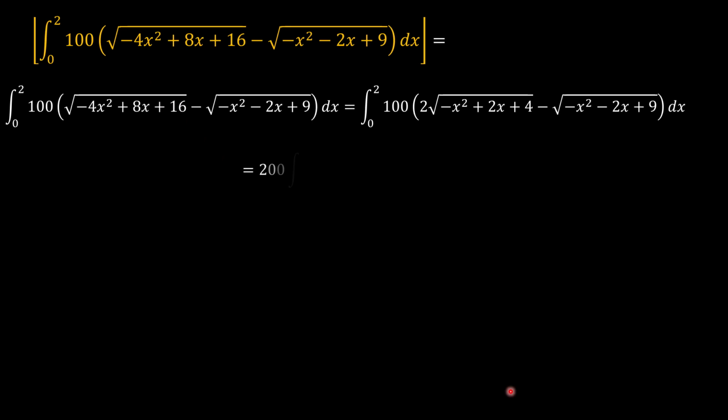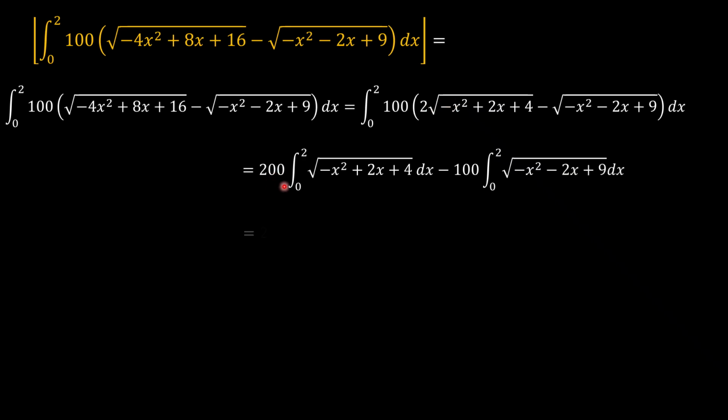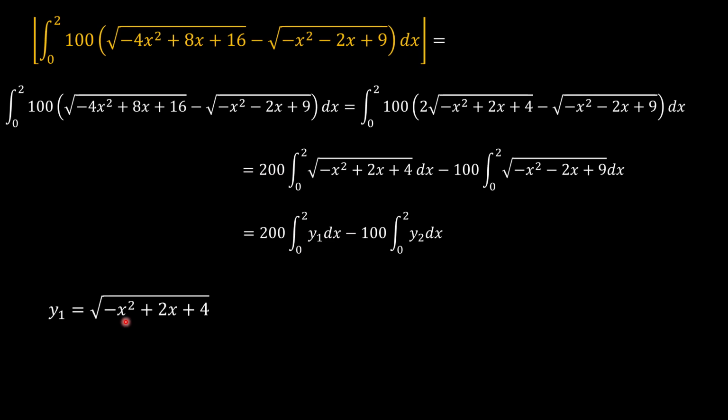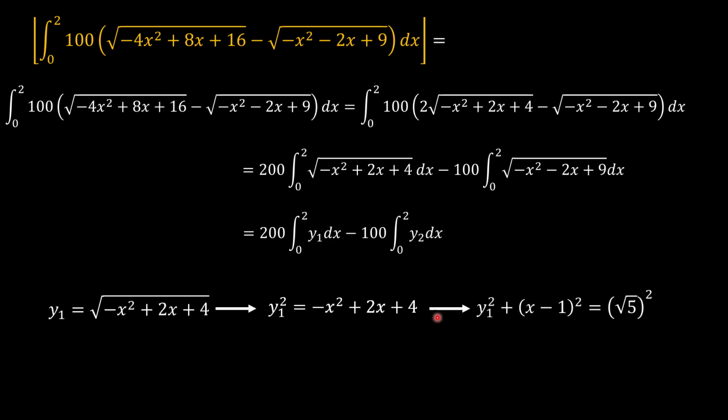For this problem, we extract our integral and do the same thing that we did in the first: pull out the 4, so we have the 2 here, we have 200, and we separate into two integrals. We consider the first integrand y1 and the second integrand y2. Now y1 is the square root of negative x squared plus 2x plus 4, therefore y squared is the same as negative x squared plus 2x plus 4, and that means we can formulate this into the equation of a circle where the center is negative 1, 0, and the radius is root 5.